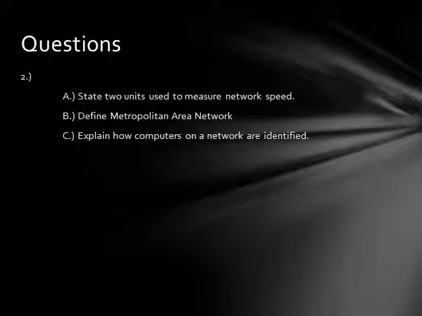Question 2. Part 1. State two units used to measure network speed. Part 2. Define metropolitan area network. Part 3. Explain how computers on a network are identified. Pause the video and record your answers now.